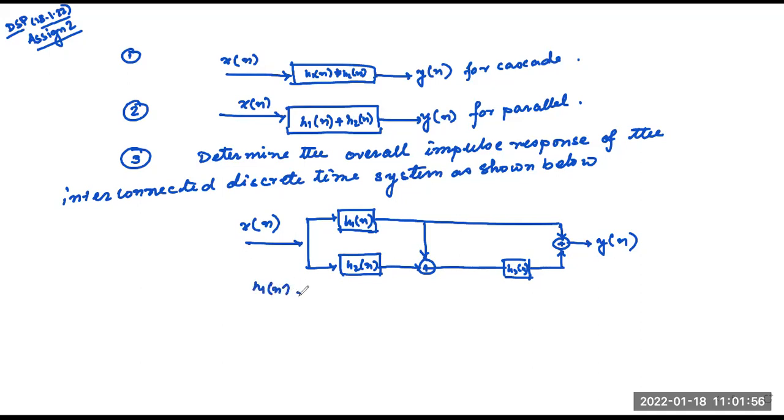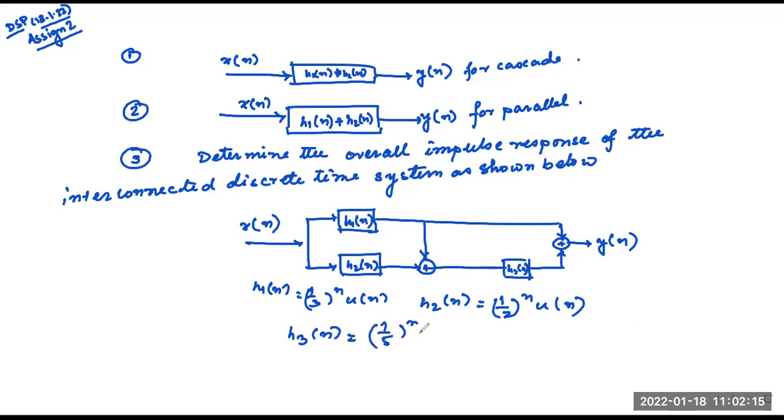h1(n) equals (1/3) to the power n u(n). h2(n) equals 1 to the power n u(n). Just one student has given 2. h3(n) equals (1/5) to the power n u(n).